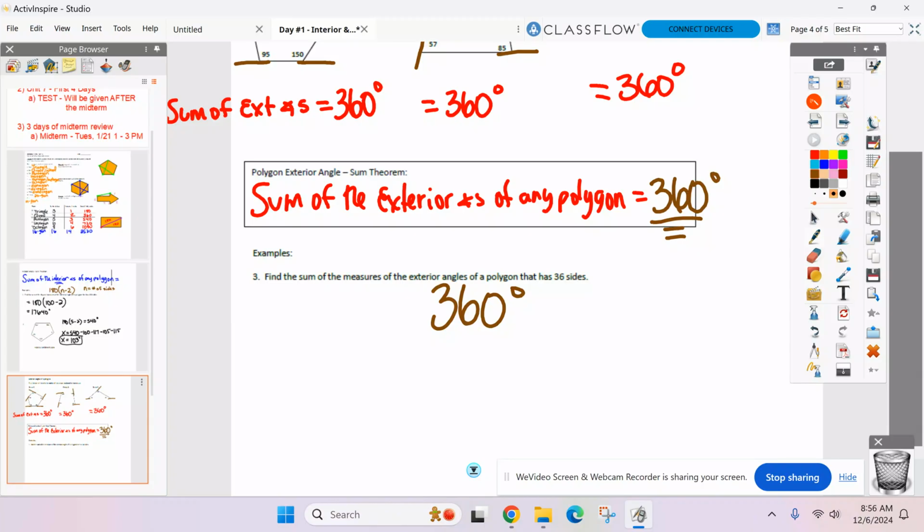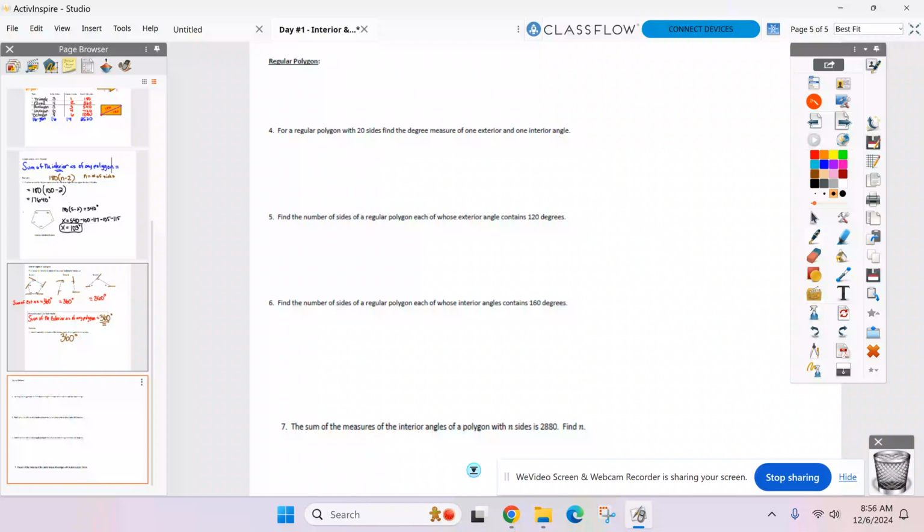Last thing I want to do with you. We have been talking about all the angles added up. Now I want to talk about one single angle. How do I find a single angle, inside or outside? Before we do that, I have one last vocabulary term, which is a regular polygon, which most of the time we will be dealing with. If you know a polygon is a regular hexagon, regular octagon, regular pentagon, it's got a couple properties to it. If somebody was just to guess what's true about a regular polygon, you'd be right.